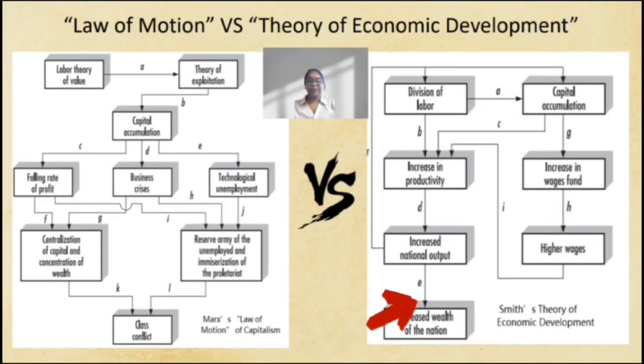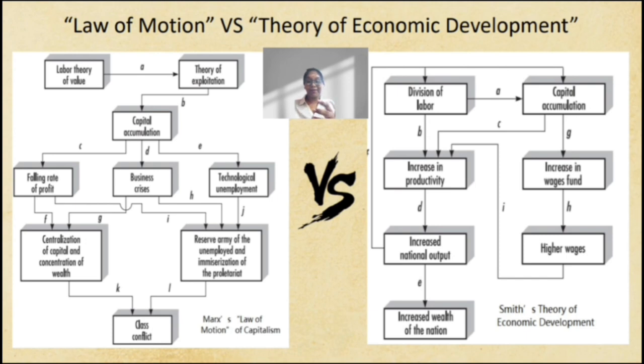I will present about the consequences of capital accumulation. In this part, Toshida and I will explain the comparison of law of motion and theory of economic development. I will present about economic development. So first of all, I would like to introduce Adam Smith.